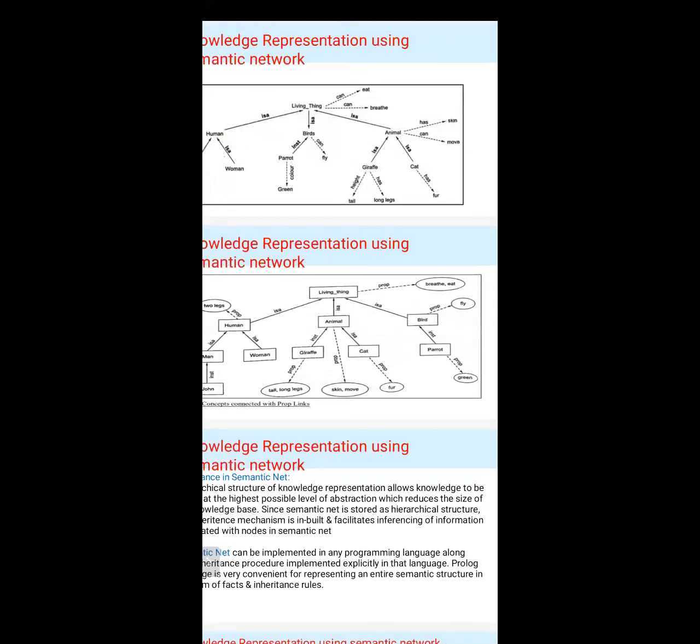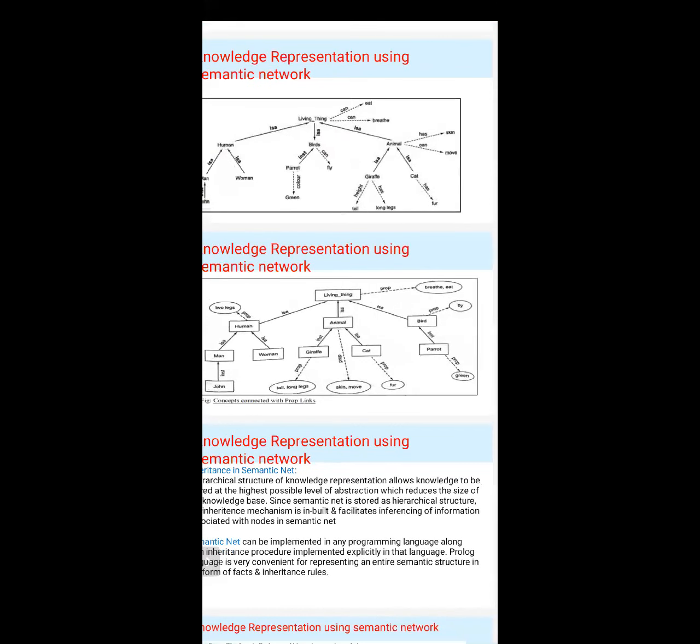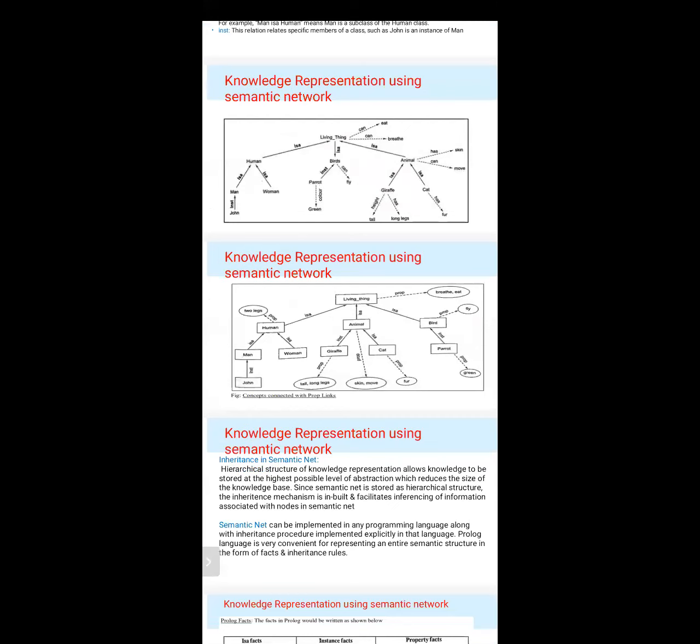So like this I can represent the knowledge using semantic network in another way. These are the concepts connected with property links. The previous one is also a representation of knowledge using semantic network only, but here the concepts are connected with property links. I am just changing the semantic network with property links.